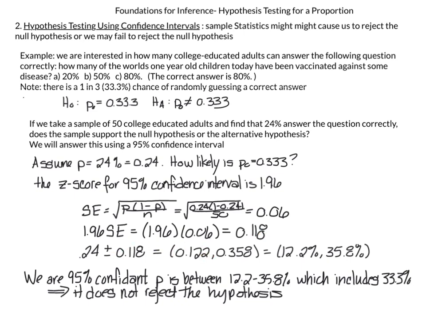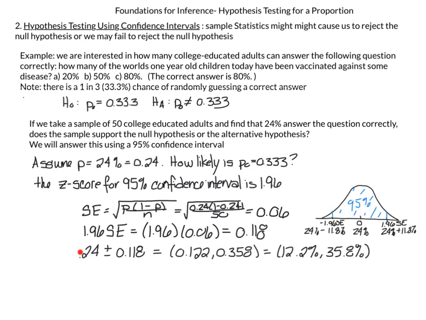That will give us the interval from 0.24 minus 0.118 is 0.122, and 0.24 plus 0.118 is 0.385. So writing this now, our 0.24 plus or minus 0.118. So 0.24 minus 0.118 is 0.122, and 0.24 plus 0.118 is 0.385. So our confidence interval is 12.2% to 35.8%.